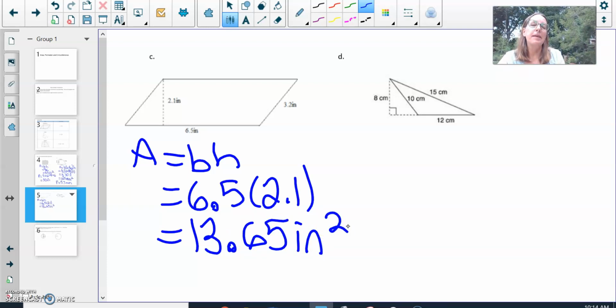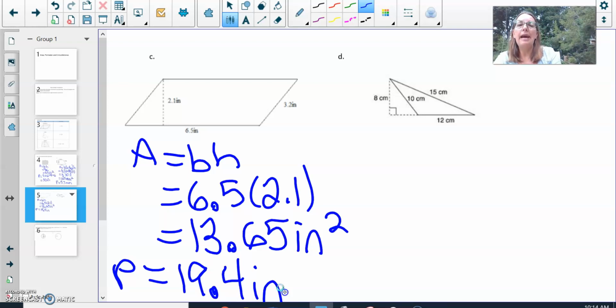For perimeter, add up the outside edges, and remember the parallel edges have the same length. So I would add together 6.5 plus 3 2/10 plus 6.5 plus 3 2/10. So my perimeter is 19 4/10 inches.